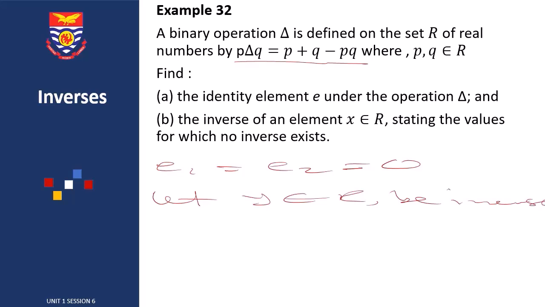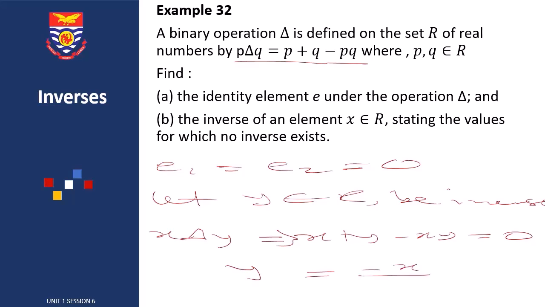Then you can say that x operation y, y being the inverse of x, will be equal to x plus y minus xy, and this will be equal to the identity element, and the identity element is 0. Once this is equal to 0, we can solve for y. By solving for y, you get y equals minus x divided by 1 minus x. You group like terms, factor y out, then divide through by the coefficient of y.